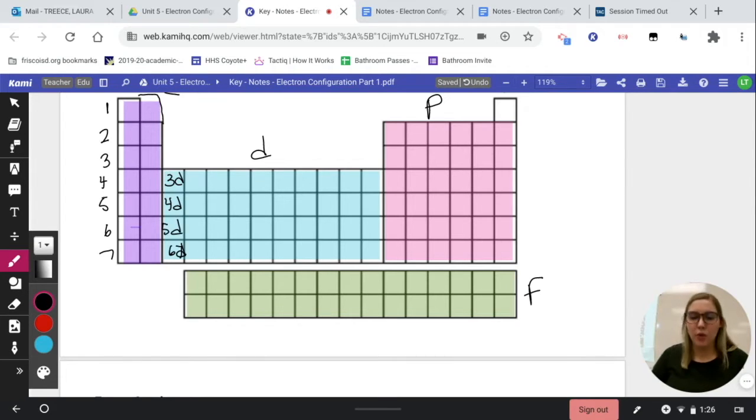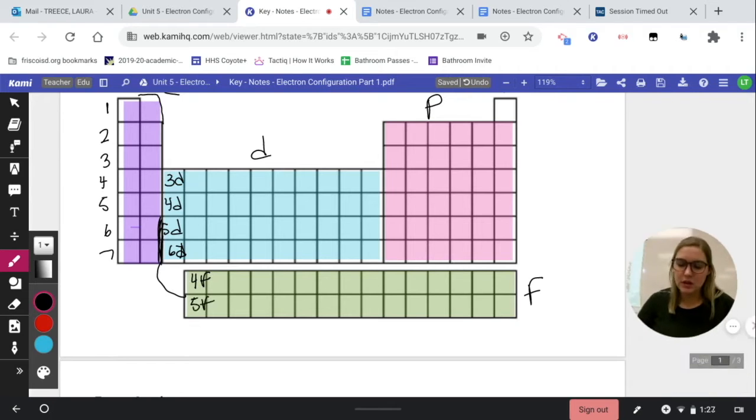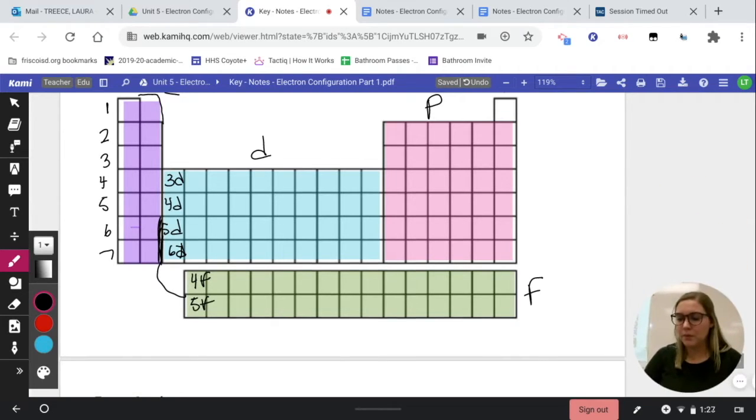And then for our F orbital, guys, remember our F orbital is inserted right here in our periodic table in between our S and our D block right there. So it's always 2 rows below. So if that was the 6th row, then this would be 4F. And then the 7th row, this is 5F. So those are kind of our exceptions to the row rule.